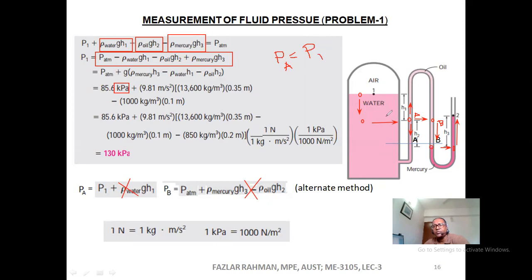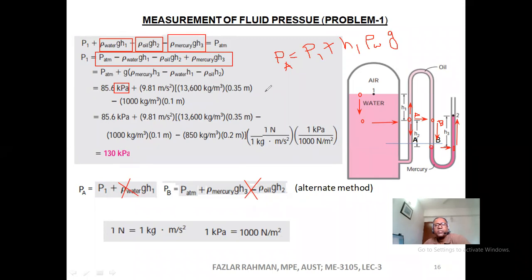Then you need to go down. So plus height is H1, H1 rho water into G. So you are at point A. Now, how can we measure pressure at point B?